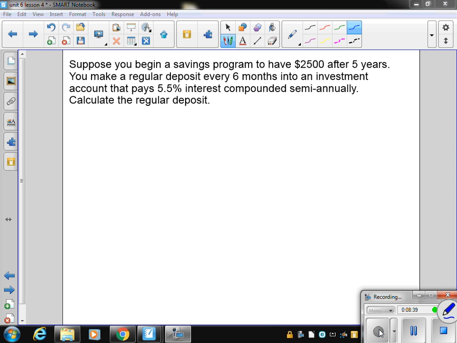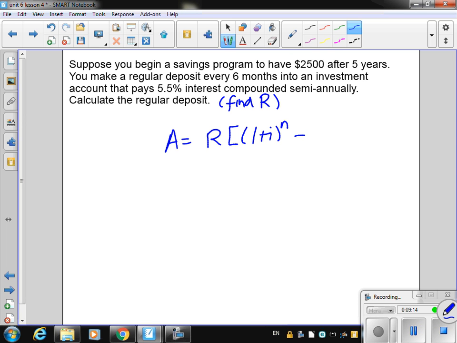Suppose you begin a savings program to have $2,500 after 5 years. You make a regular deposit every 6 months into an investment account that pays 5.5% interest compounded semi-annually. Calculate the regular deposit. So this one's a little trickier because they're asking us to find R. And we know that R is in the middle of the equation, so it's going to be a little ugly. I'm going to write the equation down one more time. The amount is your regular deposit times the interest all over I.